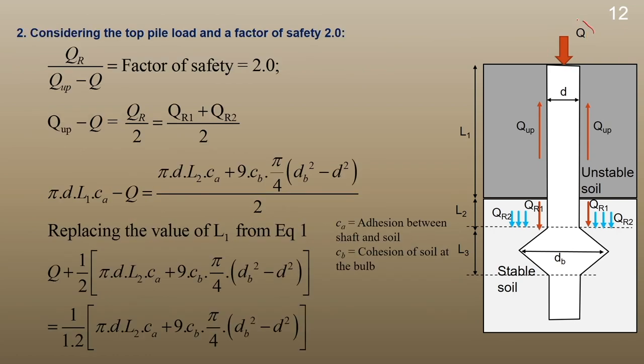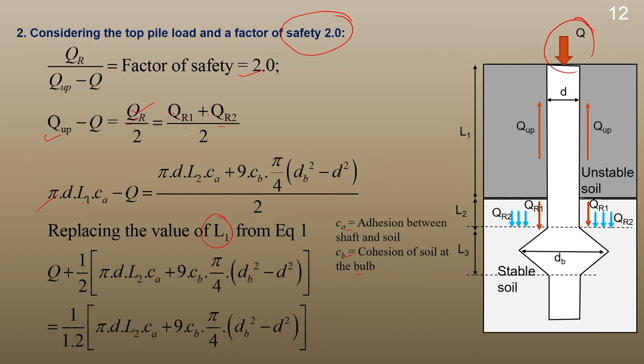Now consider the top pile load Q with a factor of safety of 2. Now the factor of safety will be equal to QR divided by QUP minus Q, which will be equal to 2, or QUP minus Q will be equal to QR by 2. Again QR is made of two components, QR1 and QR2, so this will be equal to QR1 plus QR2 by 2. Now if you replace QUP and QR1, QR2, then we will get this equation: pi d into L1 into CA minus Q will be equal to pi d into L2 into CA plus 9CB into pi by 4 dB square minus d square, whole divided by 2, where CA is the adhesion between the shaft and the soil, and CB is the cohesion of the soil at the bulb.